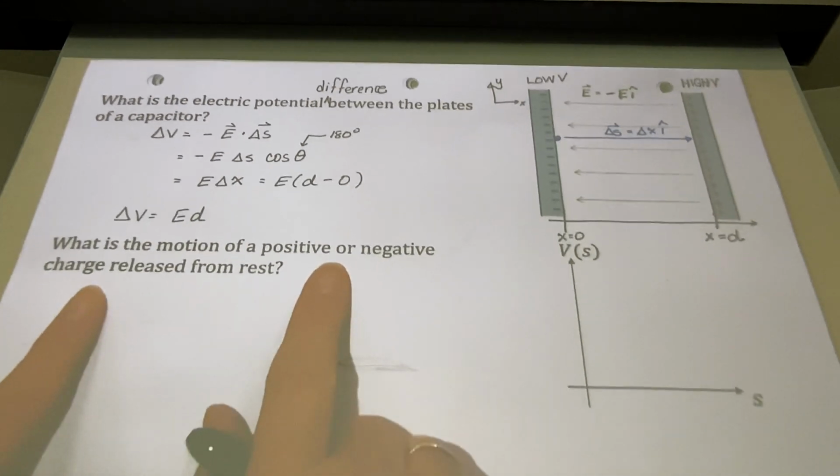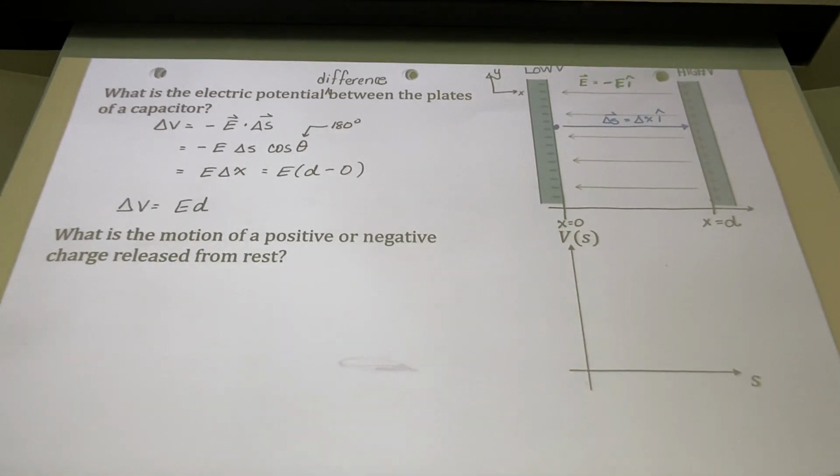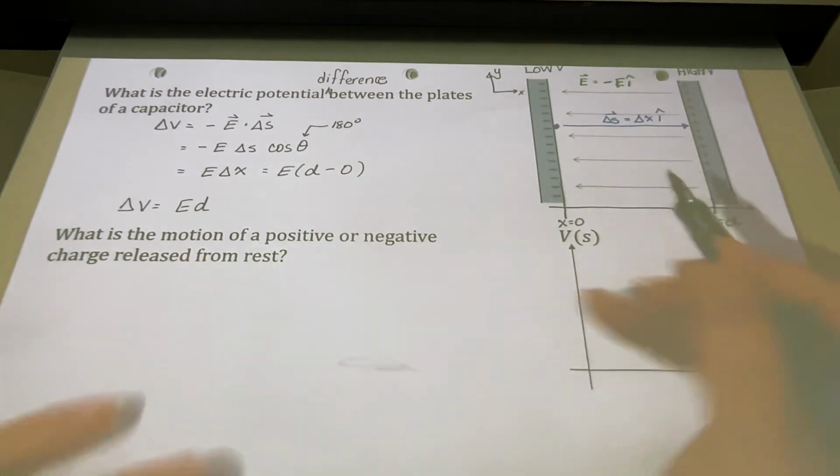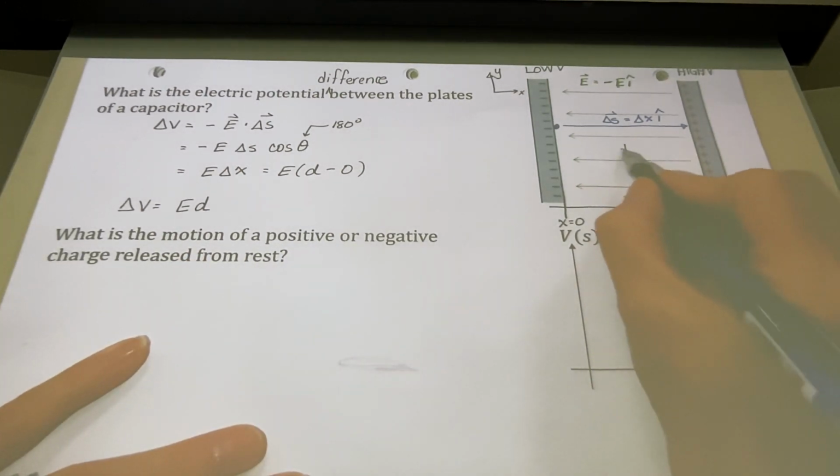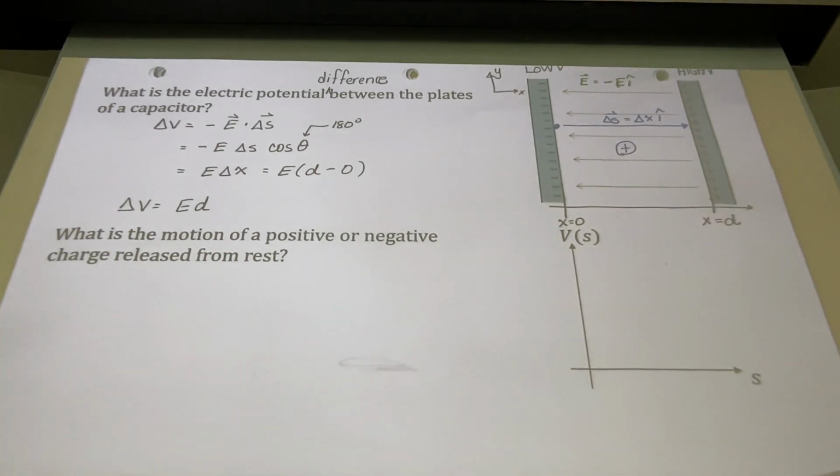Our last question, and we started this when we talked about electric potential energy, and we talked about the electric potential energy of charges in constant electric fields. And what we said was that charges always move towards areas of low potential energy, and that's true. That's how the universe works. Let's add context of what do charges do with regards to potential. So what would happen if I had a positive charge in between the plates of my capacitor and I just let it go in the middle?